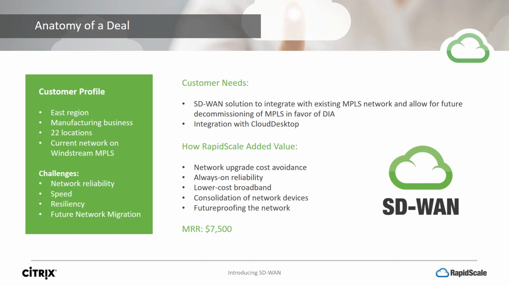Their challenges were reliability at some of the locations, and speed. They were only getting like 4 or 5 meg connections at these remote locations. And of course, future network migration. So we're implementing this today with the Windstream MPLS. We are taking BGP routes directly on the NetScaler appliance, and then we're simply adding in coax connections to every location as the secondary solution.